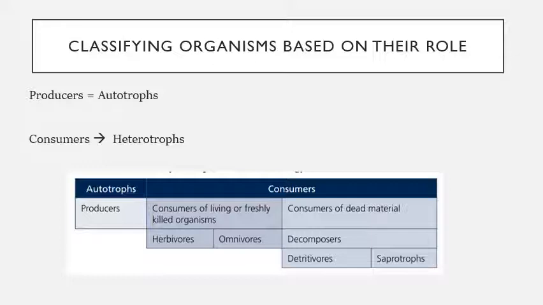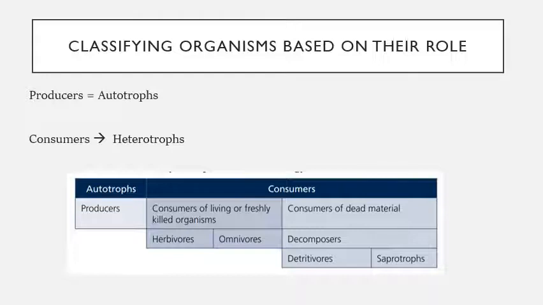Now we can subdivide consumers. We have consumers that are eating living things or freshly killed things, and we can think of those as herbivores or omnivores or occasionally carnivores. Strict carnivores are extraordinarily rare, and virtually no carnivore is a strict carnivore. Even cats, which are very, very carnivorous, get about 30% of their calories typically from plants, so that can go up or down a little bit.